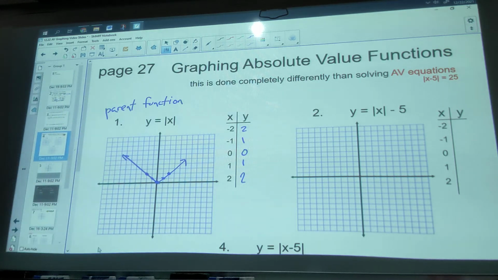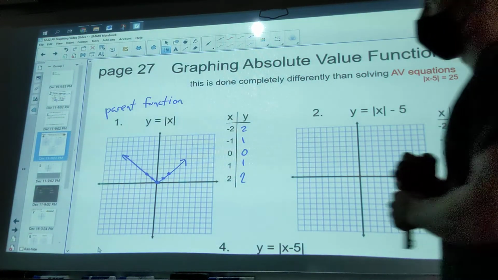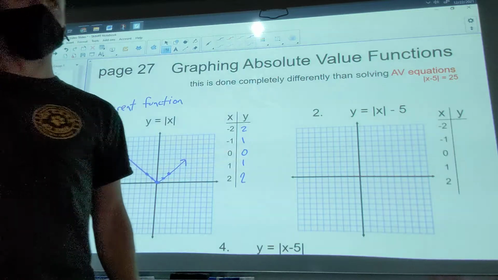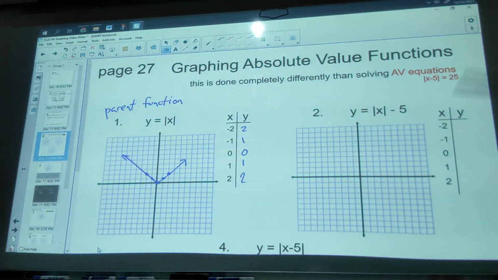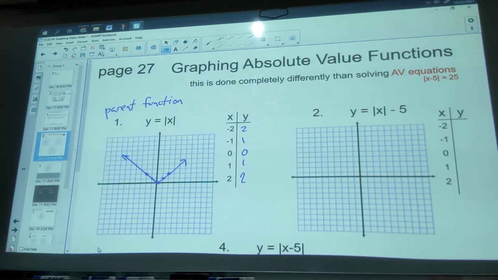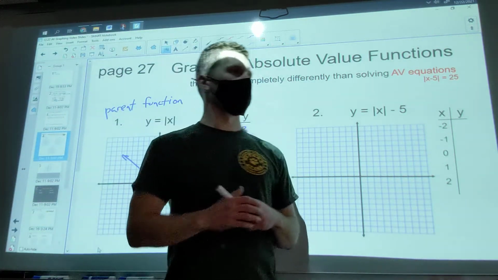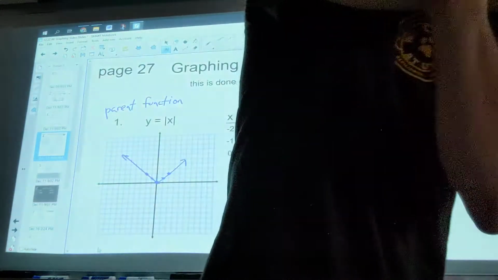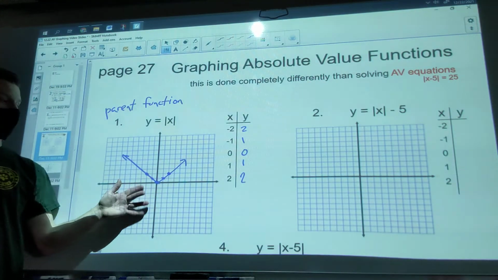Okay, let's talk domain and range here real quick. I want everybody to think in their head, what is the domain of this function, all the possible x values? Turn to your neighbor, try to figure it out together. Domain, all the x values. Okay, what is the domain? All real numbers. The domain is all real numbers, right?